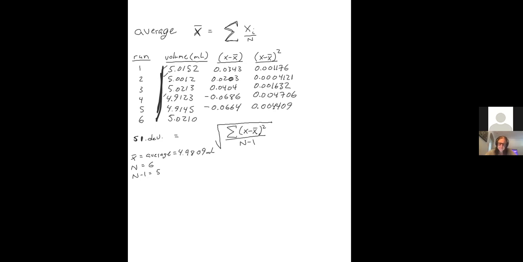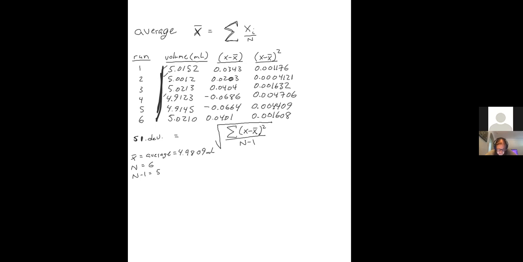0.04409. And the last one is 5.021 minus 4.9809. It's 0.0401, and we're going to square that. Once you get going on it, it gets faster. You get faster at it. You just have to kind of train your brain and your fingers to do the right things.